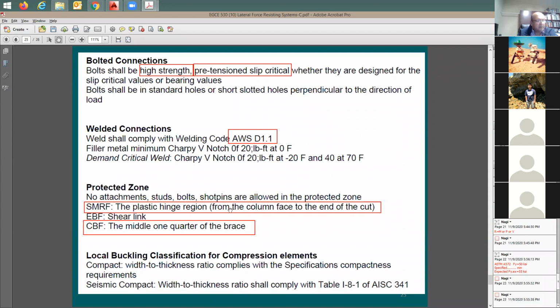Because this is going to be the place for dissipating energy. This is the location where you're trying to dissipate the energy. You're going to allow these sections to go into inelastic behavior and response. So this is why you'd like to protect them. You don't want to weld anything else to it, otherwise you're going to be reducing the ductility of the system.